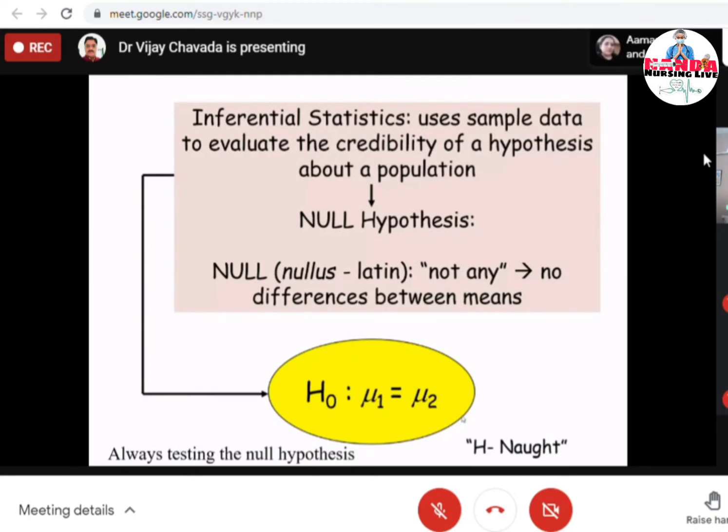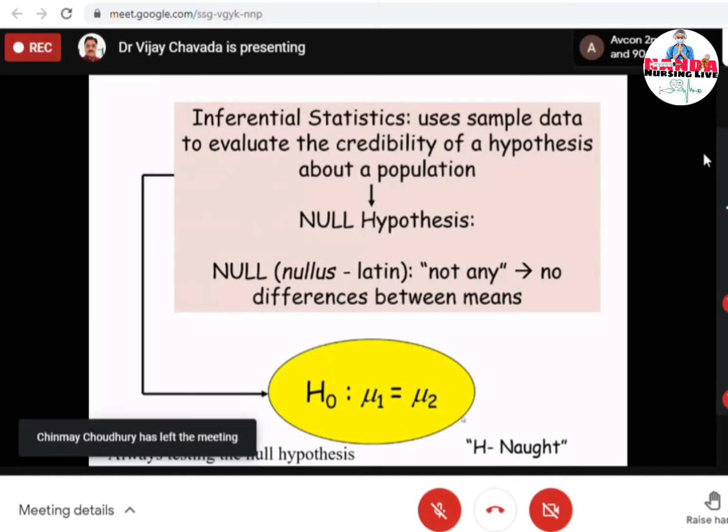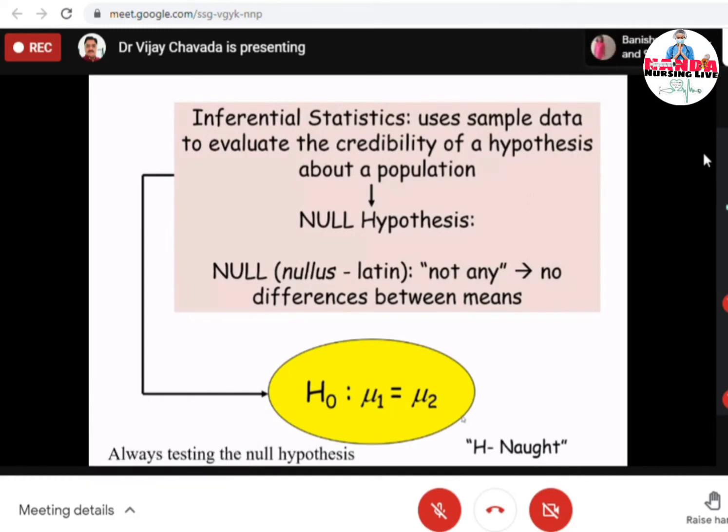As I told you initially, we test the null hypothesis because falsifying the null is easier than falsifying the alternate hypothesis. The alternate hypothesis takes so many values, a possibility of taking a value from minus infinity to plus infinity. There is a wide range of values for the alternate hypothesis, but the null hypothesis takes only one value, that is 0. That is why rejecting the null hypothesis is easier than rejecting the alternate hypothesis, that there is a difference.